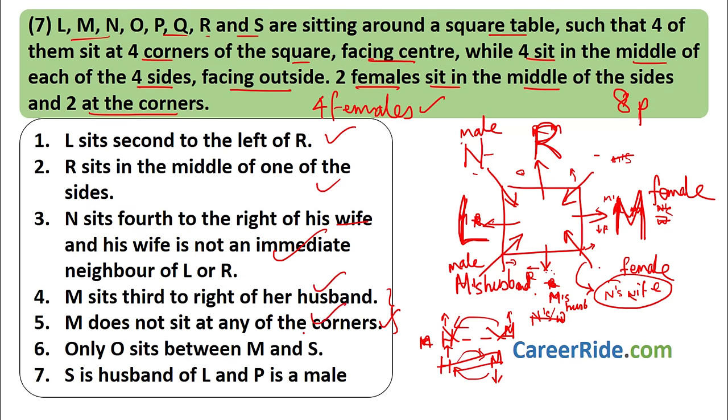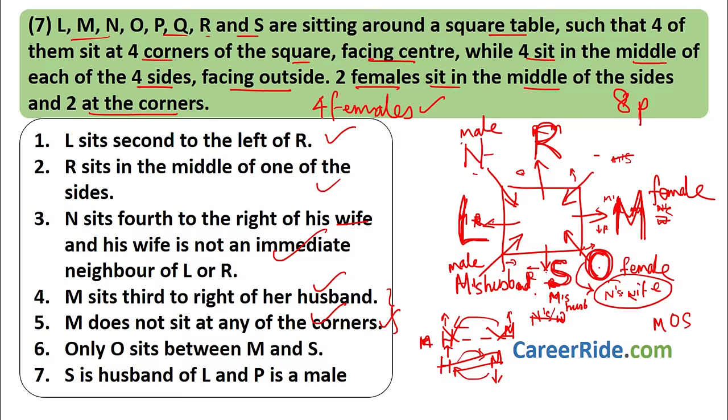Only O sits between M and S. Here is M, okay. O sits between M and S. That means O is next to M. So if O is over here, S has to be over here, but that is not possible. If O is over here, S can be here. So write O over here and S over here.